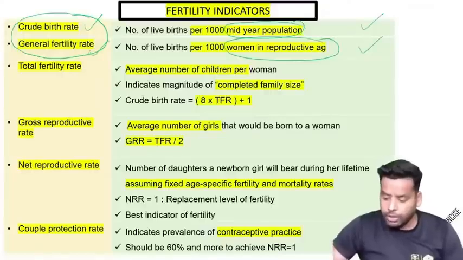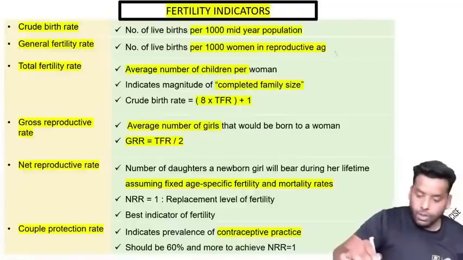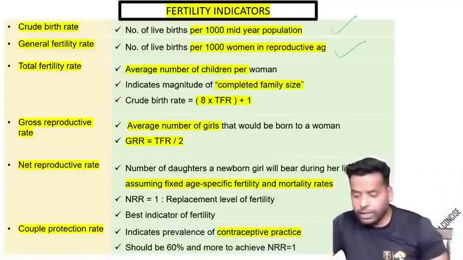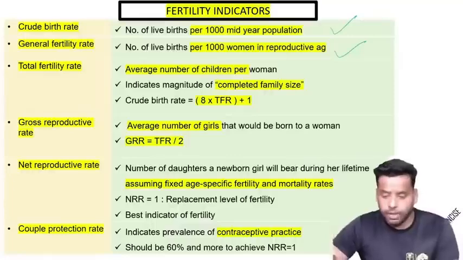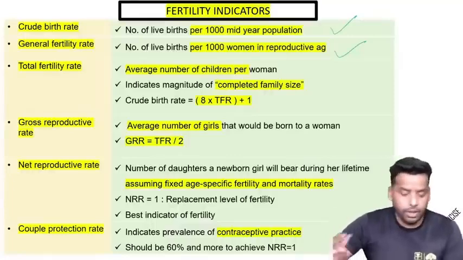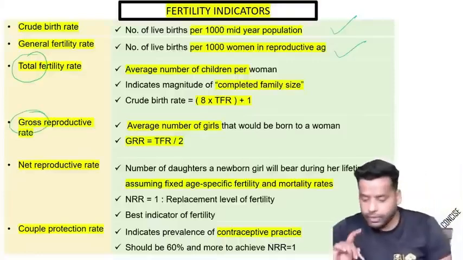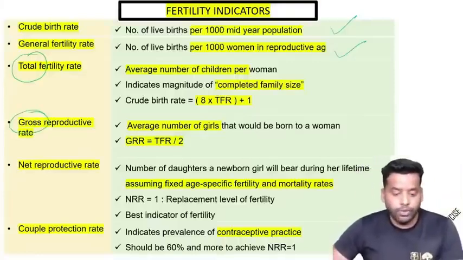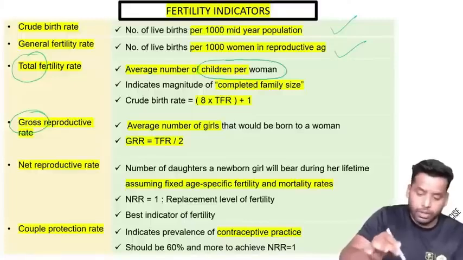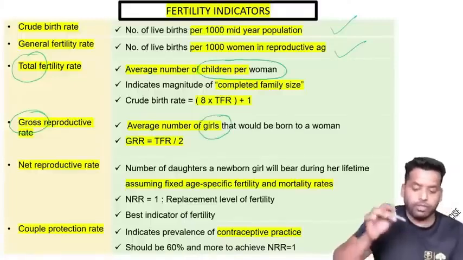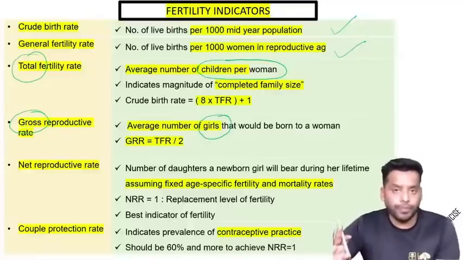What is the denominator of general fertility rate? Answer my next question. Women in the reproductive age. Good. Total fertility rate and gross reproductive rate. What is the difference? Total fertility rate means how many children one woman will have. But gross reproductive rate is how many girls a woman will have. This is the difference. Total means children.